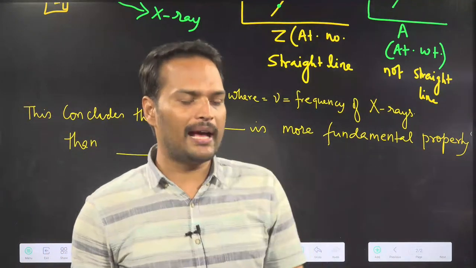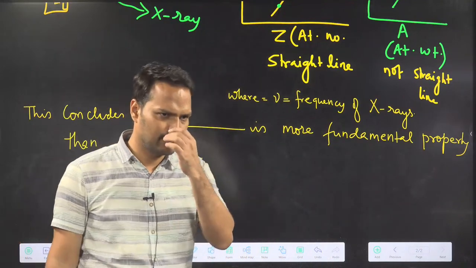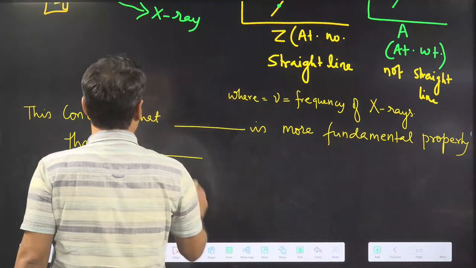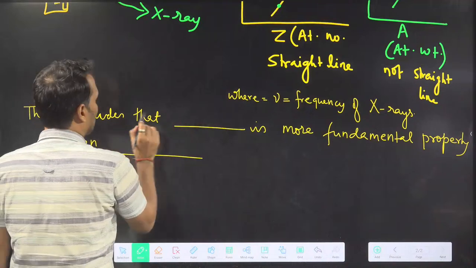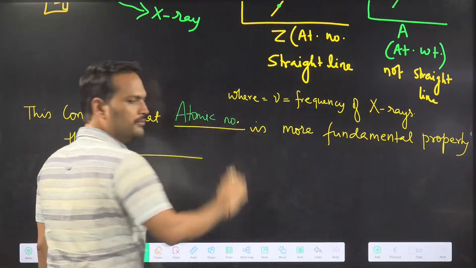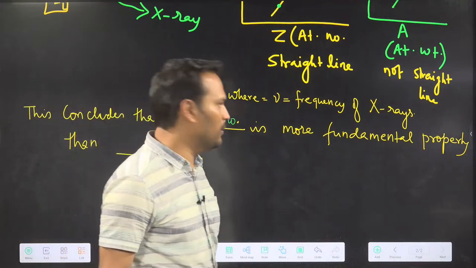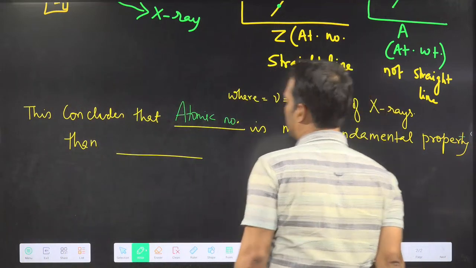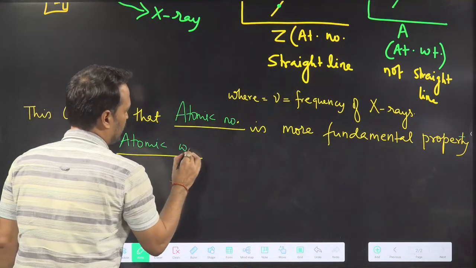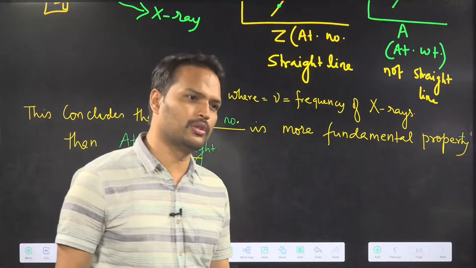Fill both the blanks, 1, 2. What is 1? First blank, what is the first blank? Fill in the blanks. This concludes that atomic number is more fundamental property than what? Than atomic weight. Is it clear? So this is the final thing.